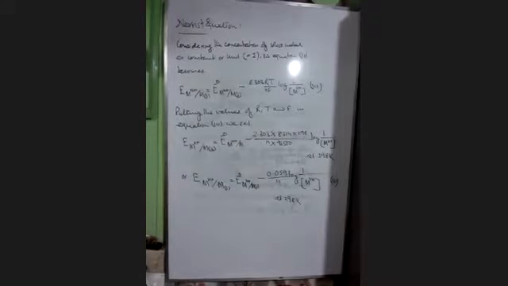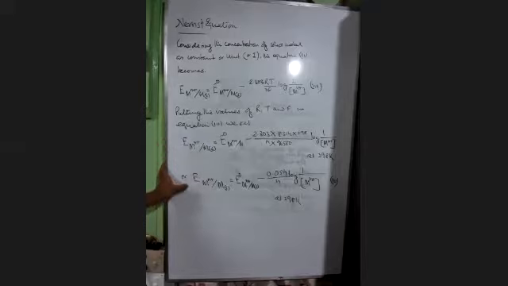So this is the equation at the respective electrode. For the cathode, you will have one equation, and for the anode also you will have one equation. That we'll do on Saturday.